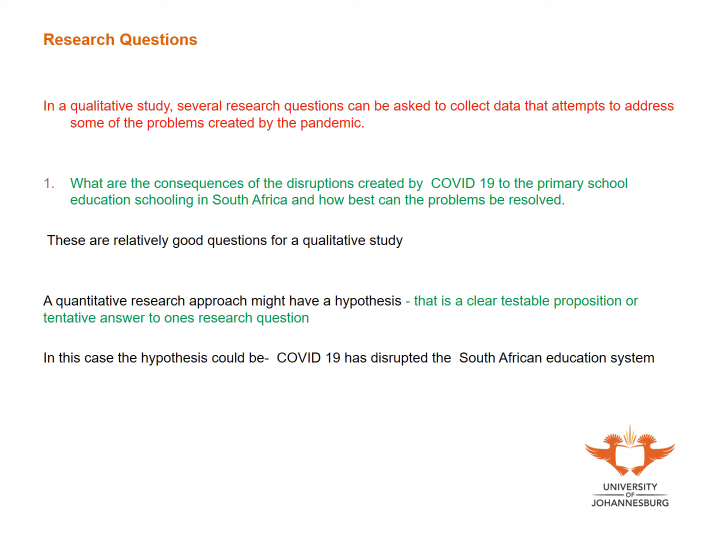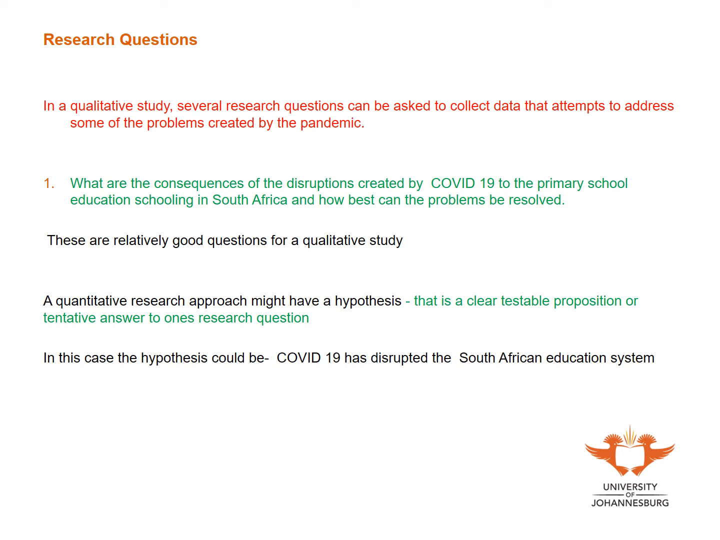So these would be relatively good questions for a qualitative study. A qualitative study approach might have a hypothesis as well, rather a quantitative study. In quantitative studies, we usually have a hypothesis. That is a clear, testable proposition or tentative answer to one's research question. So in a quantitative study, a hypothesis is developed, and usually this is more or less a pre-answer to the problem.